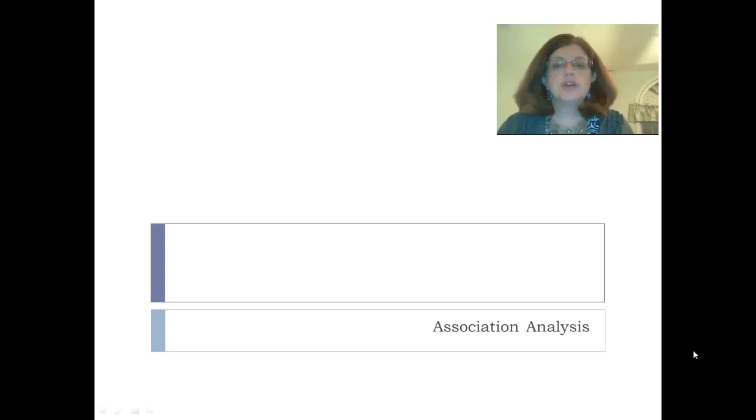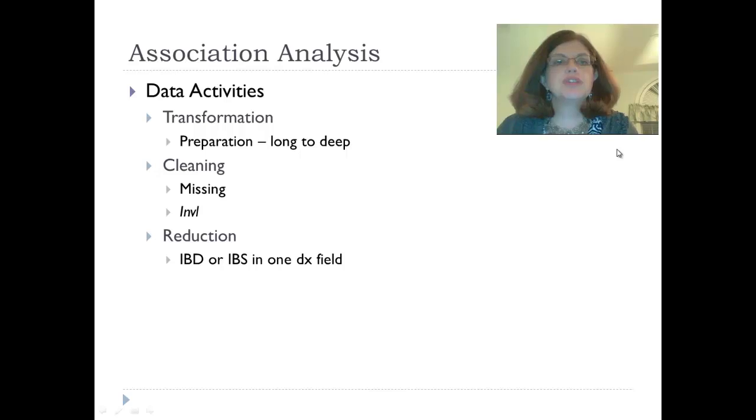Hi, in this section we'll cover the association analysis. Data preparation included transformation from long to deep, from one record with an ID and several diagnoses to multiple records with ID and diagnosis. In the process of this transformation, we removed any missing diagnosis or invalid diagnosis.